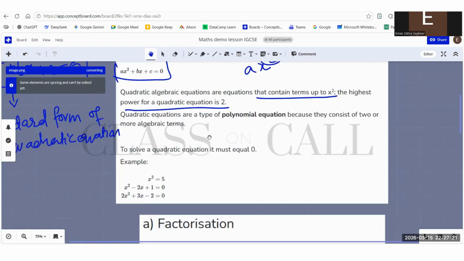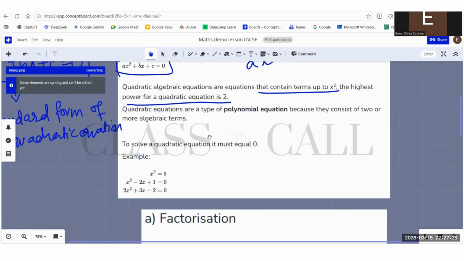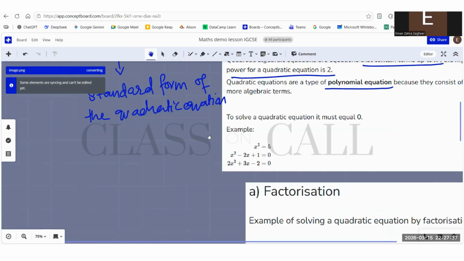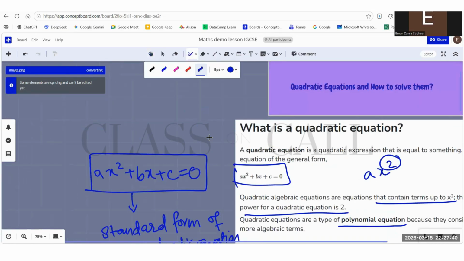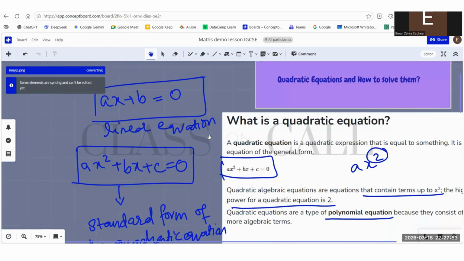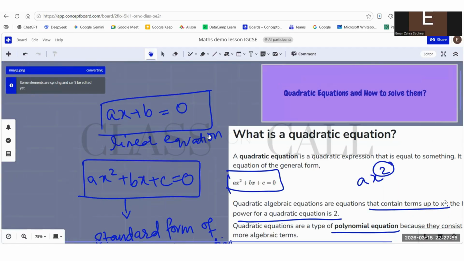Next, quadratic equations are a type of polynomial equation, because they consist of 2 or more algebraic terms. Just like we have linear equations. If you remember, linear equations are of the form ax plus b equals 0. Linear equations are different from quadratic equations. That's the standard form for linear equations.